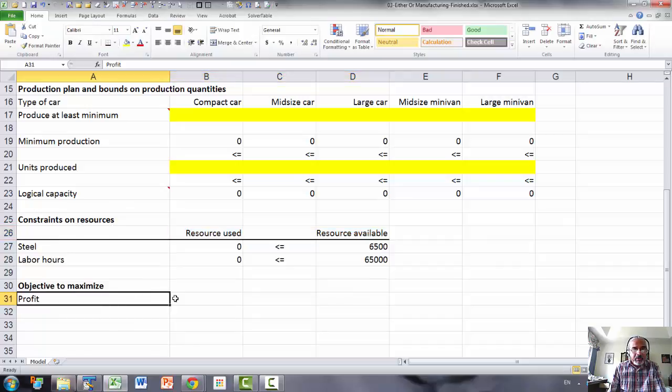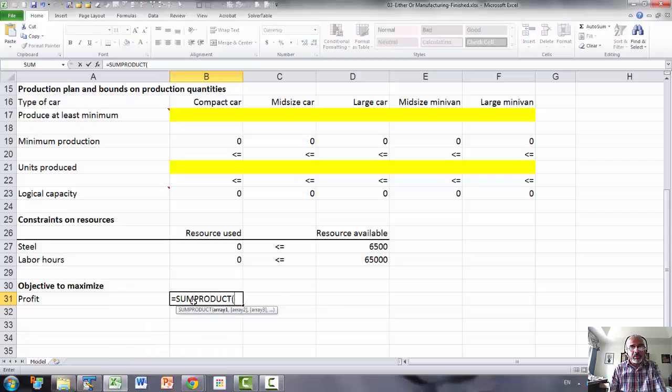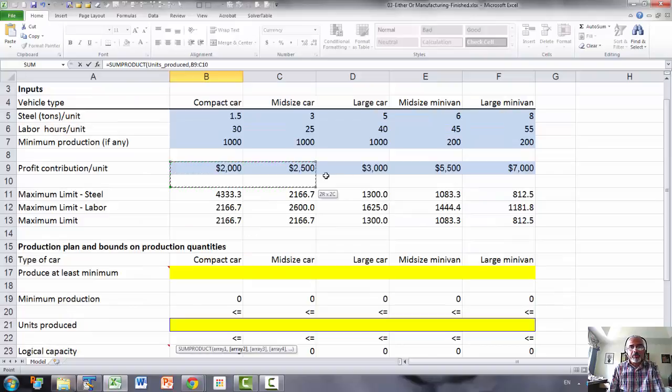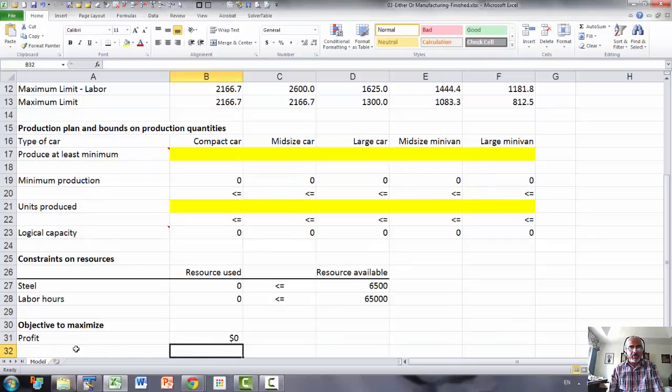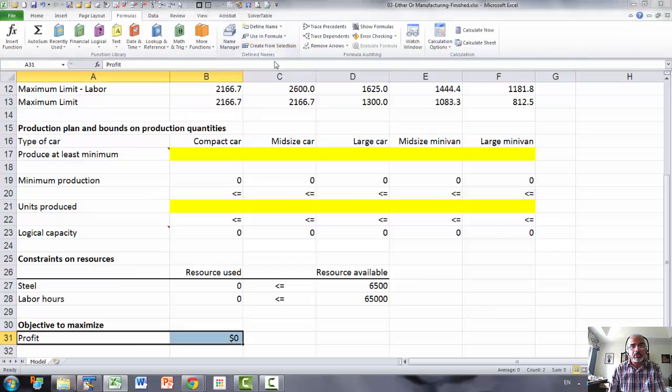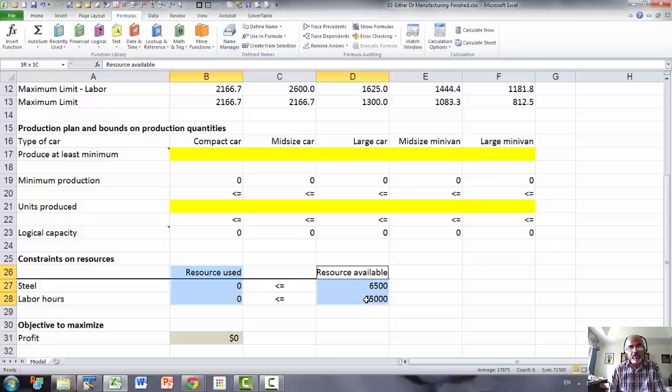And the profit then is sum product of units produced with profit contribution. So that's our objective function. So let's give names here. Resource used, resource available.